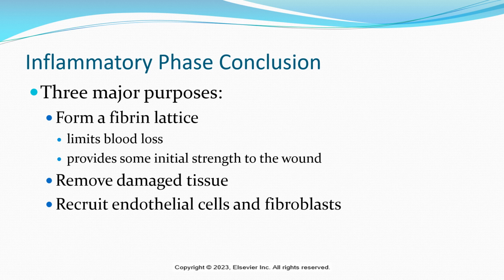And you just need to know what the purpose for this inflammatory phase is. We're trying to form a fibrin lattice, basically limiting blood loss, provide some initial strength to the wound so that we can stabilize it. We're removing damaged tissues in the area, trying to limit infection, and we're also recruiting endothelial cells, fibroblasts, to help spark that next phase of this reparative process.